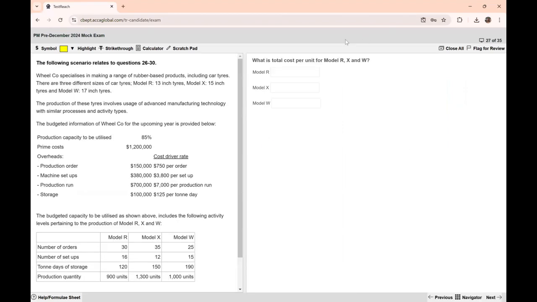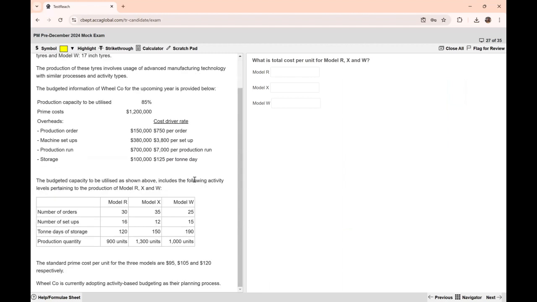The next question is, what is the total cost per unit for model R, X, and W? So we were given the prime cost. What is the prime cost? Sum of all the direct costs is known as prime cost.